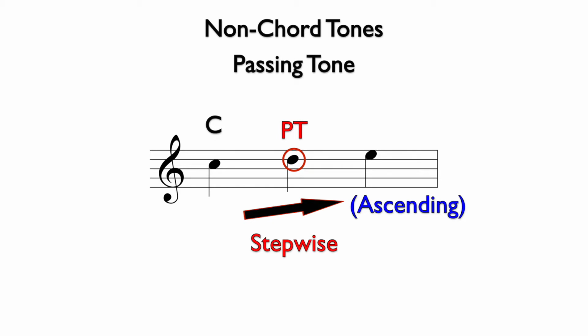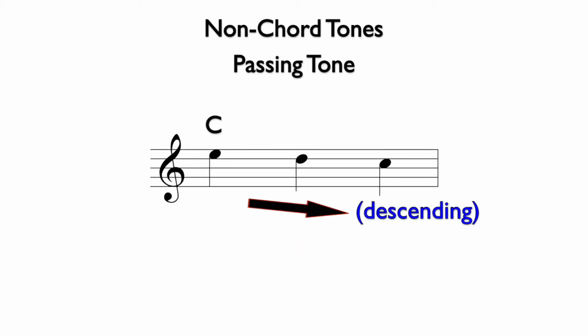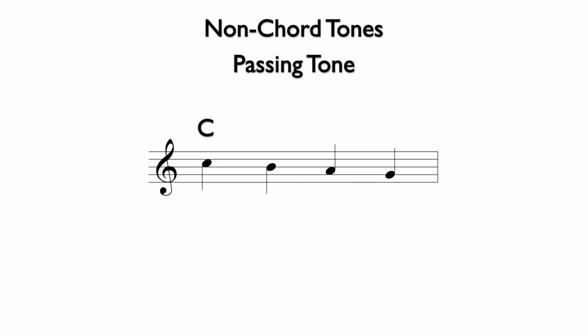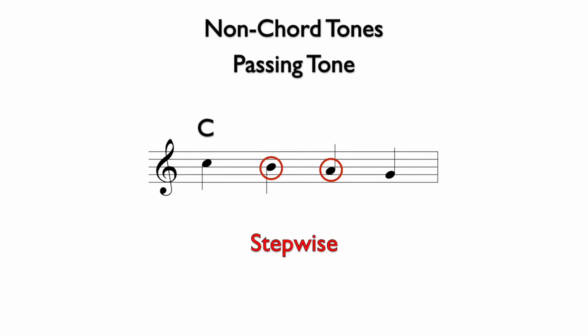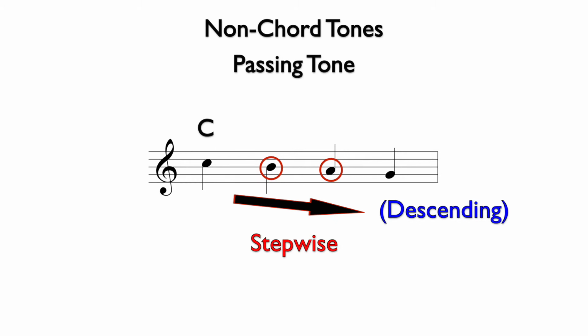If the notes were used descending, the D would still be a passing tone. In this example, we have four notes moving stepwise in the same direction. The C and G are chord tones, and the B and A notes are non-chord tones. The B and A are connecting the C and G in stepwise motion in the same direction, descending. They are both passing tones.